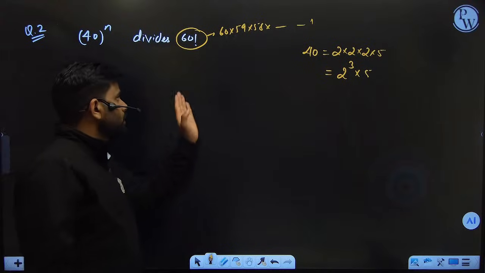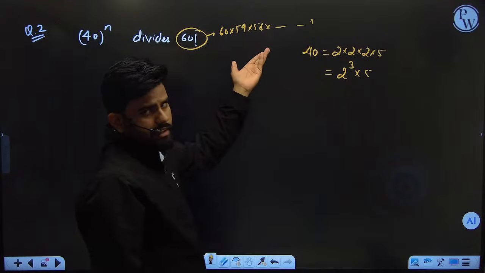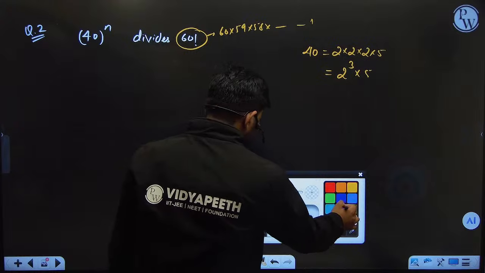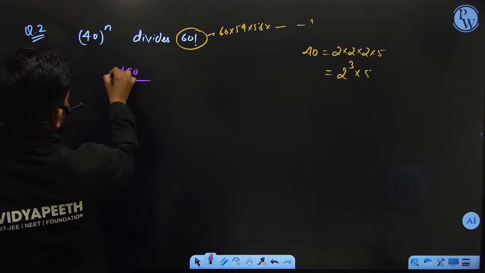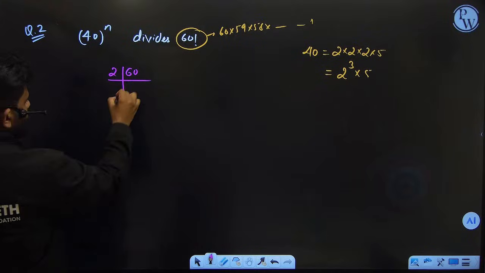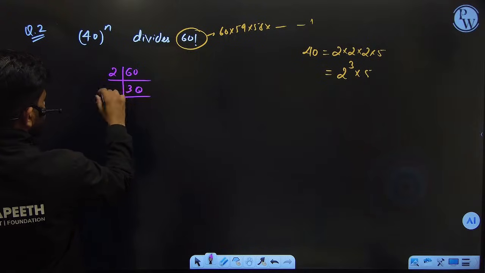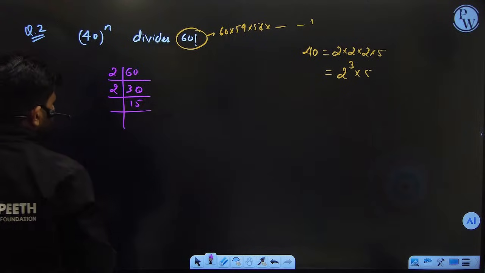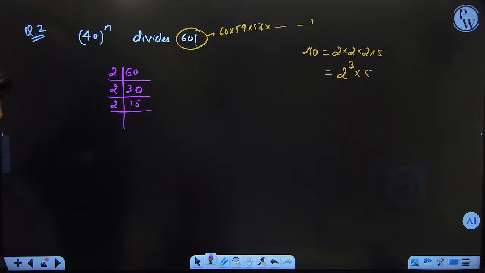So again we will not go by the simple method, right? Because it will be very lengthy. So there is a trick, right? And the trick is very simple. Divide this 60 by 2. Okay, so if you divide this 60 by 2, it will be 30. Divide this 30 again by 2, so it will be 15. Okay, divide this 15 by 2, so it will be 7.5, right?